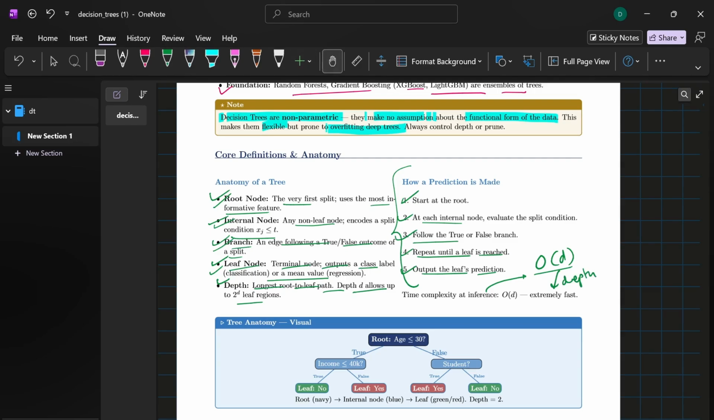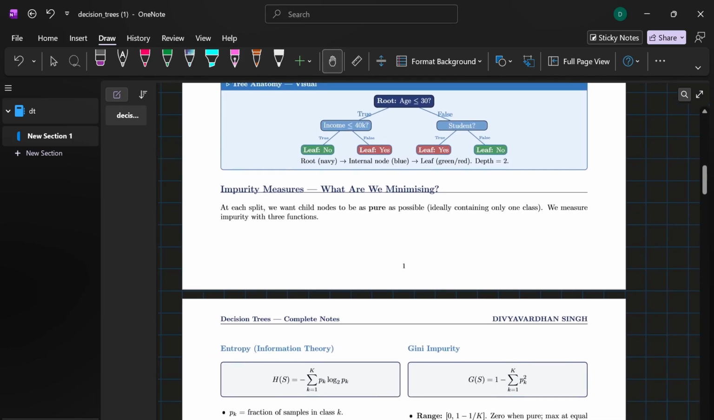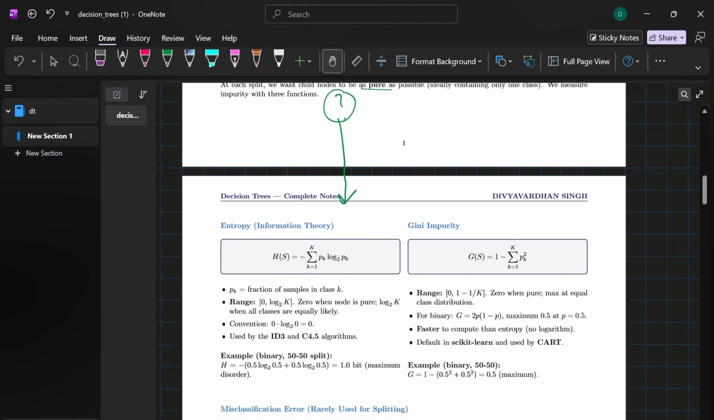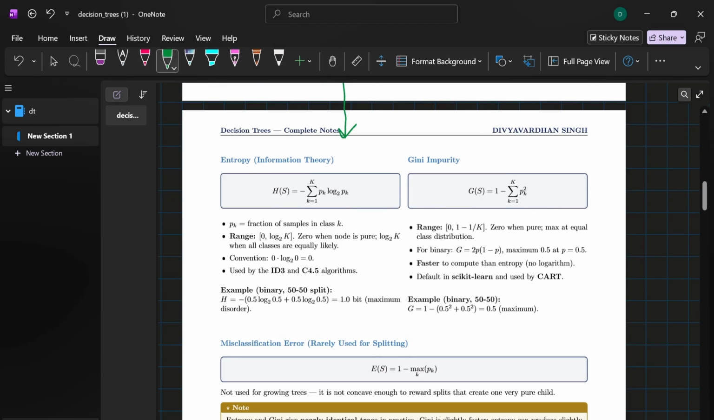Okay, so now let's move forward to section 2, the maths about impurity, information gain, and the CART algorithm. One of the most important questions is how the decision tree decides which question to ask at which step. This is where the maths comes in, and I promise it's not as scary as it looks. The first key idea is impurity. At every split, we want the child nodes to be as pure as possible, ideally containing only one class. For that, we have some functions we can use. So first one is entropy.